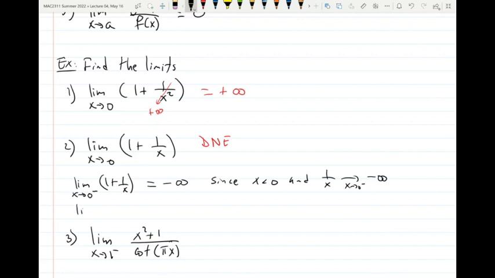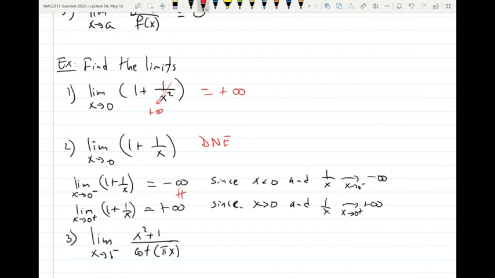And then similarly, from the right, this one is going to be positive infinity, since in this case our x is positive and 1 over x will grow without bound when you get close to 0 from the right. So that's why it's positive infinity. So around 0 the behavior is different, so it does not exist.